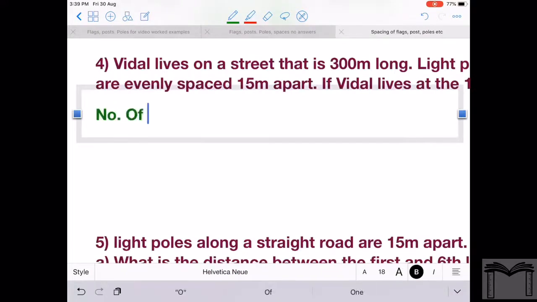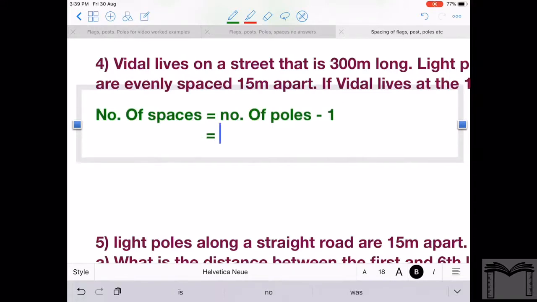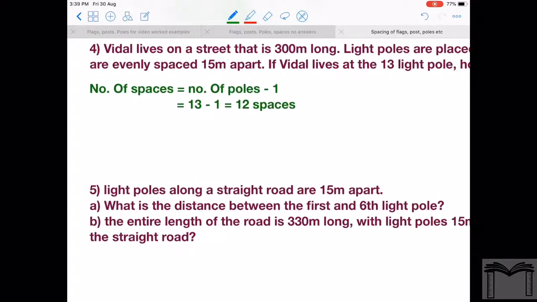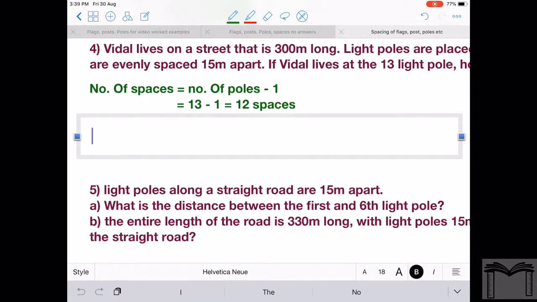Okay. So we know the formula that the number of spaces is equal to the number of poles minus 1. Since we are talking about 13 light poles, the number of spaces would be 13 minus 1, which is equal to 12. So we simply need to find the sum of the 12 spaces. That will be 12 multiplied by the spacing. So that's 12 spaces, and the spacing which they gave us is 15 meters.